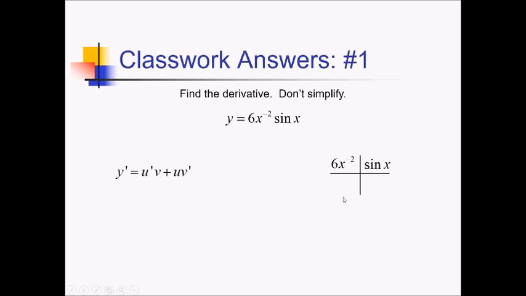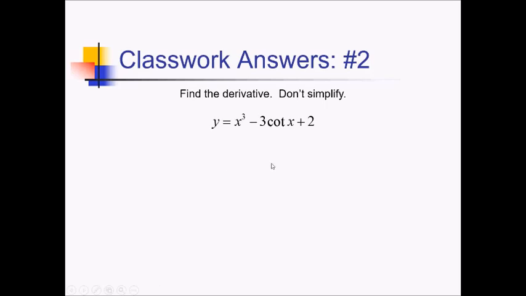The derivatives on these, we've got, let's see, this will be negative 12x to the negative 3. Derivative of sine is cosine. Using my ribbon to put it all together, I've got negative 12x to the negative third times sine of x, plus 6x to the negative 2 times cosine of x. And they said don't simplify, so we'll leave it like this.